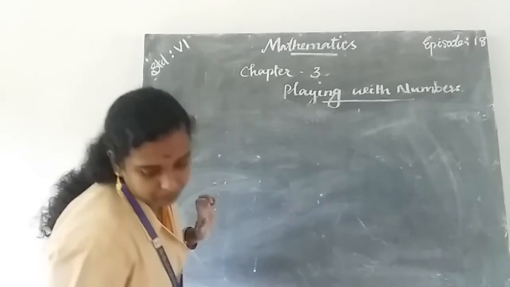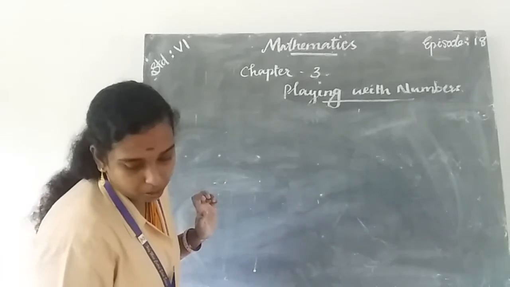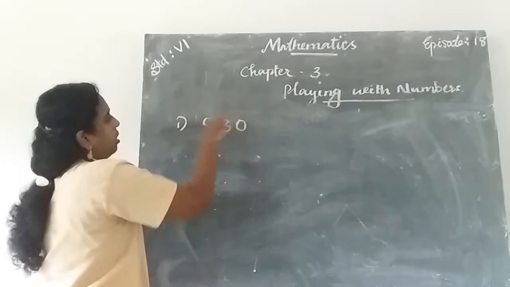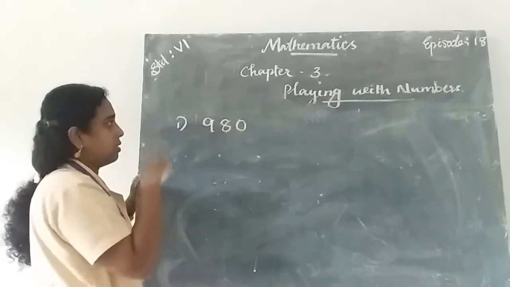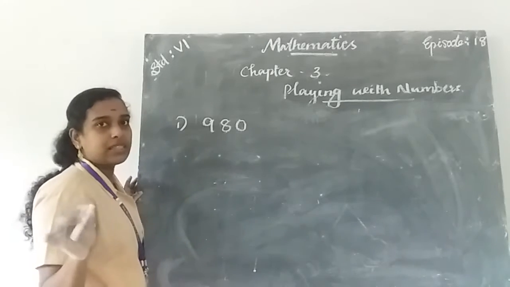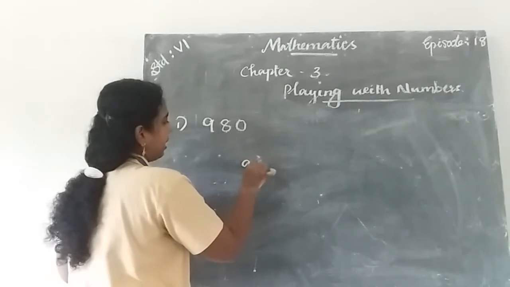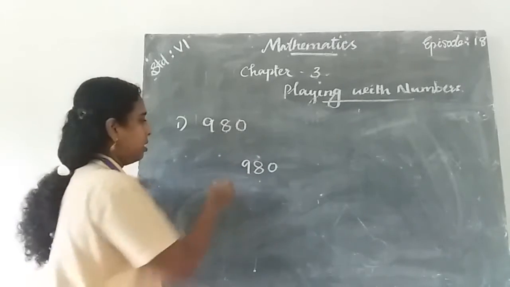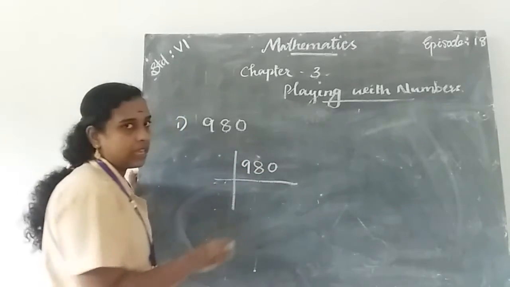And next question. Find the prime factorization of 980. So we now use the division method. The digit in the ones place is 0, so it is an even number. We use the division method. It's an even number.